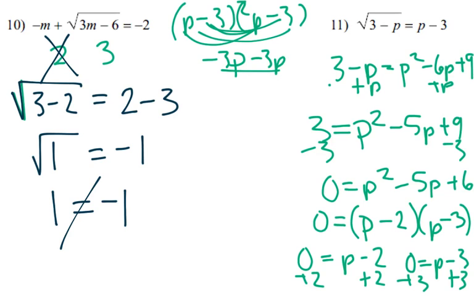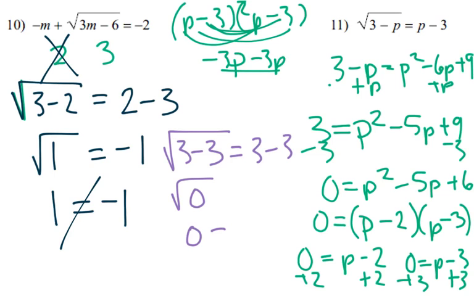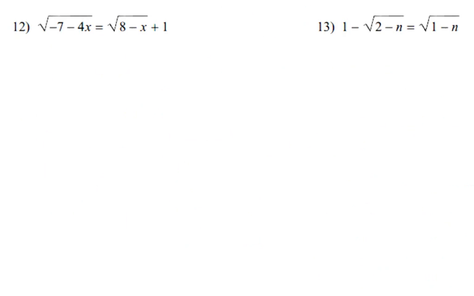Now let's try with 3. 3 minus 3 equals 3 minus 3. Square root of 3 minus 3 is the square root of 0, which is 0. 3 minus 3 is 0. Does that work out? Yes. So here 2 would be our extraneous solution and wouldn't work. Okay. So 3 would be our only answer on this one.